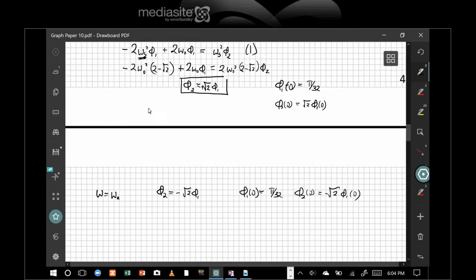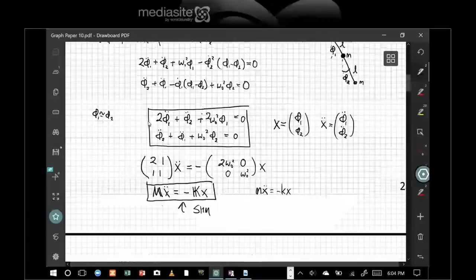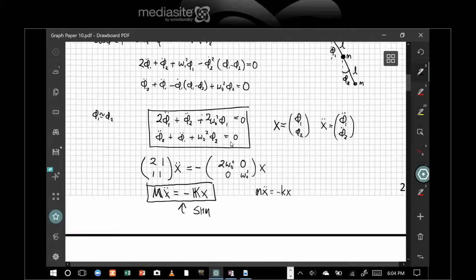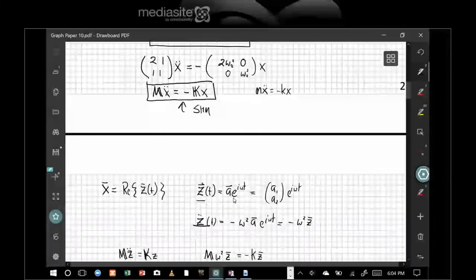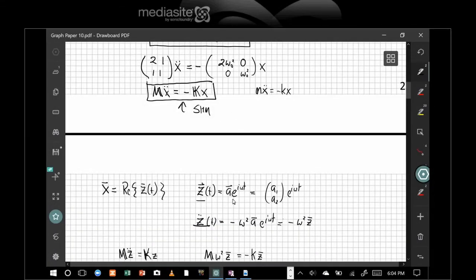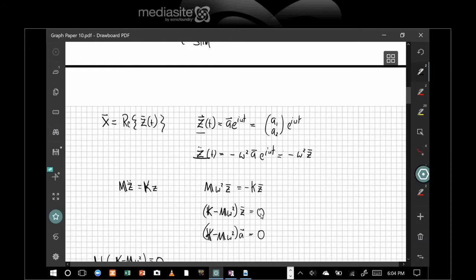So the main take-home message from this is that we can take a coupled set of equations and write them in the form of m x double dot equals minus k x, something that looks like simple harmonic motion. We guess a solution that's harmonic, cosines or sines. To make the math easier, we use complex notation. And then the problem reduces down to an eigenvalue problem, where the eigenvalues are the normal oscillation modes, and the eigenvectors are the solutions. Okay, that's our generic solution.